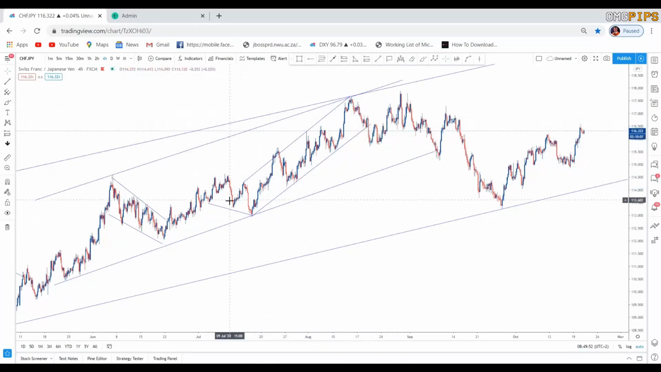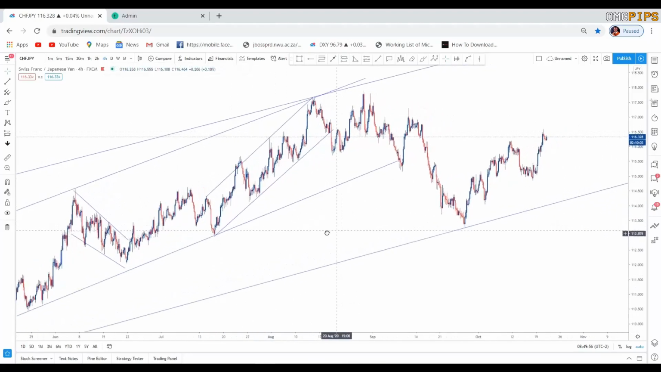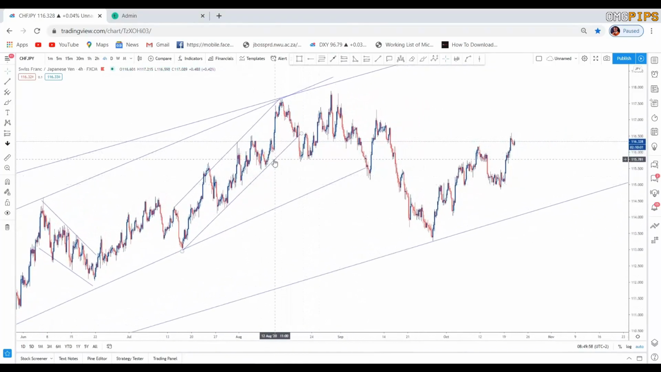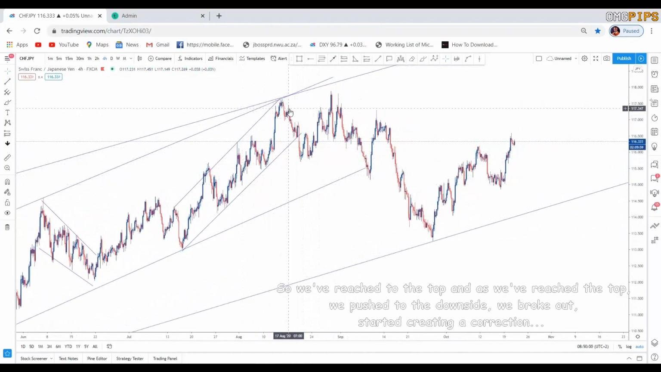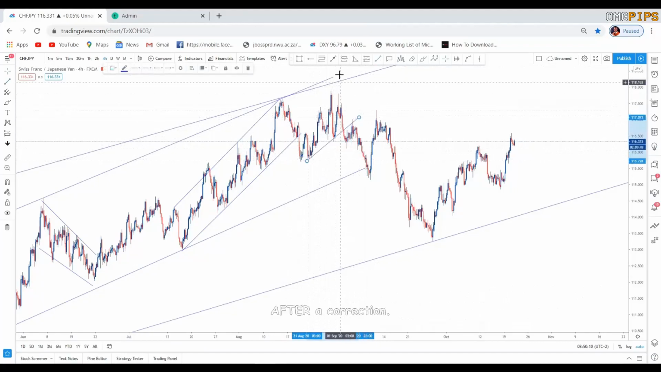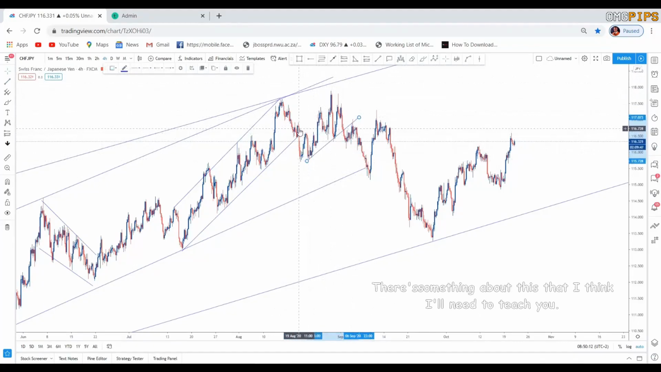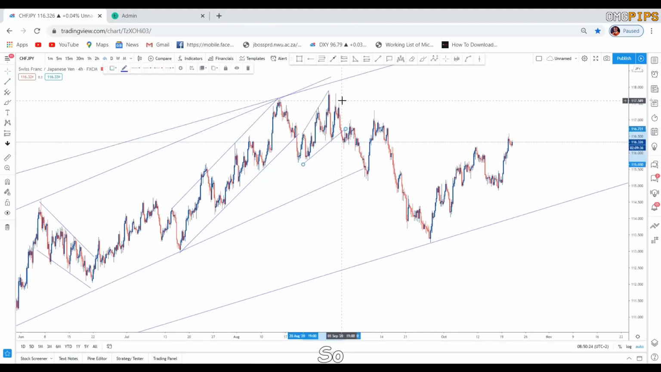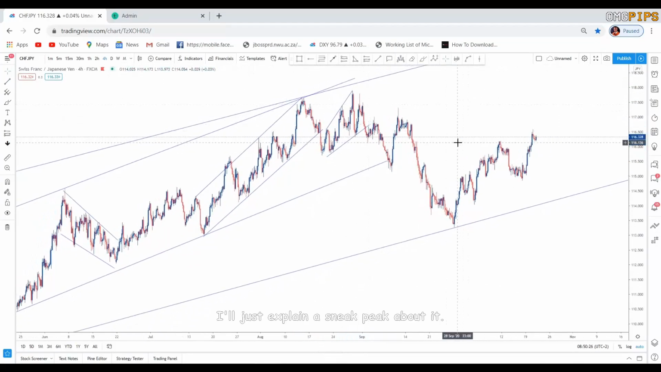So we would remove this, and also determine something. Okay, so we have reached the top, and as we reached the top, we pushed to the downside, we broke out, started creating a correction. But when we started creating a correction, we created a correction after a correction. So there's something about this, guys, that I think I'll need to teach you. So I'll just explain a sneak peek about it.